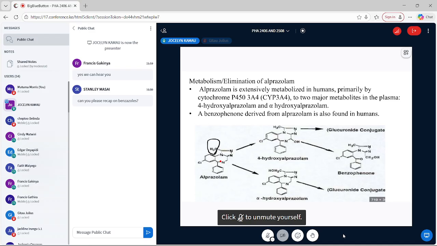It can also, at this particular position, undergo hydroxylation to give us the 4-hydroxy alprazolam, and that of course also undergoes glucuronic conjugation. Another one, for most of the benzodiazepines, almost all of them, even diazepam, there can be cleavage followed by oxidation.